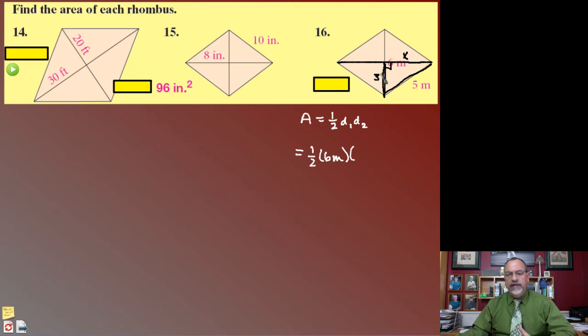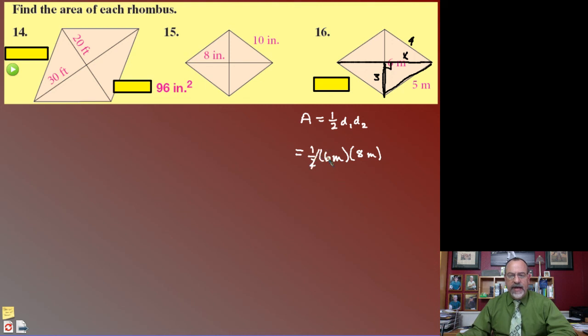Again, I recognize a 3, 4, 5, because 5 is here, 3 is here. This one's going to have to be a 4. So I know that this is 4, and then 4 doubled for the diagonal is 8. So this diagonal is going to be 8 meters in length. And again, if you don't recognize the triple, just substitute in Pythagorean theorem and calculate it that way.